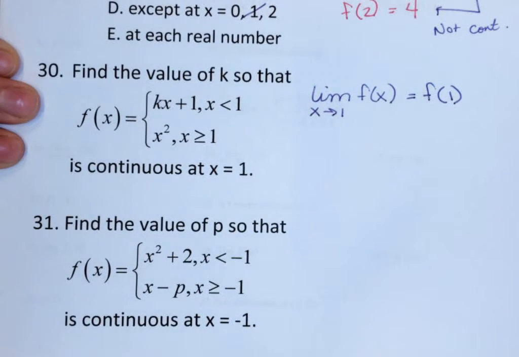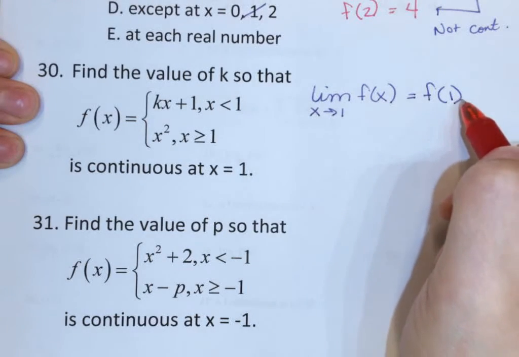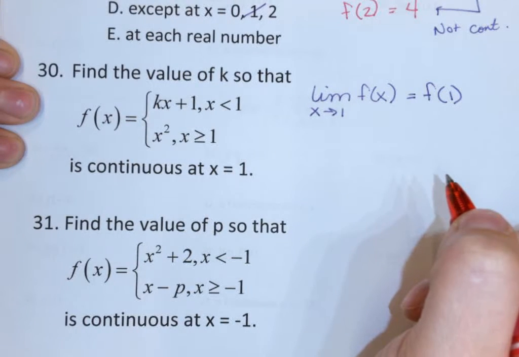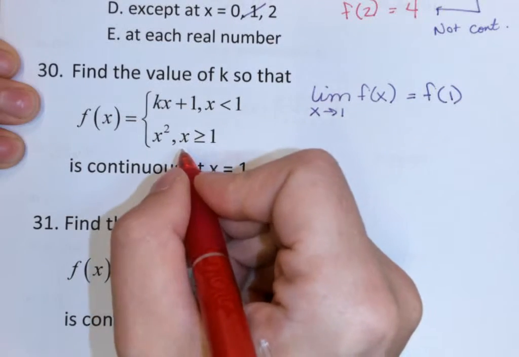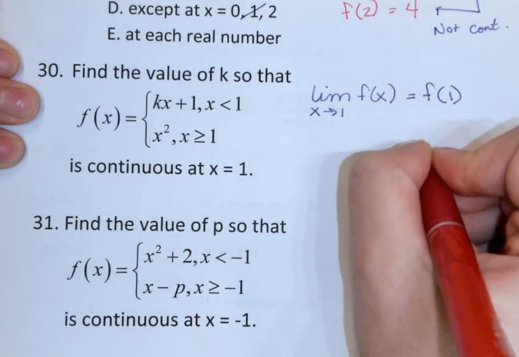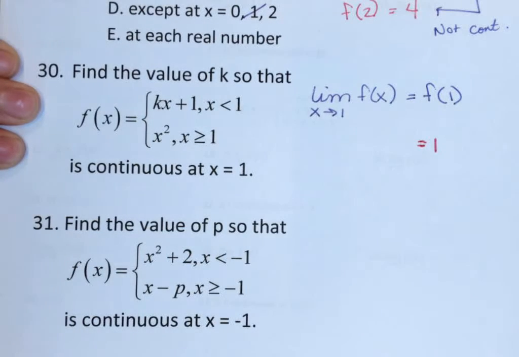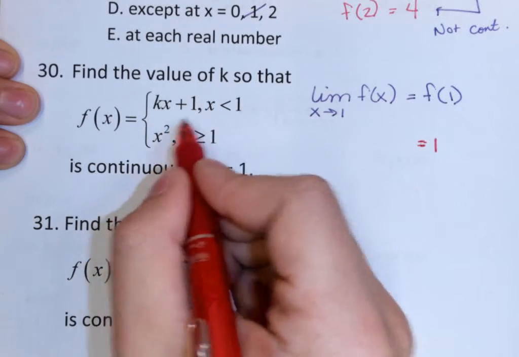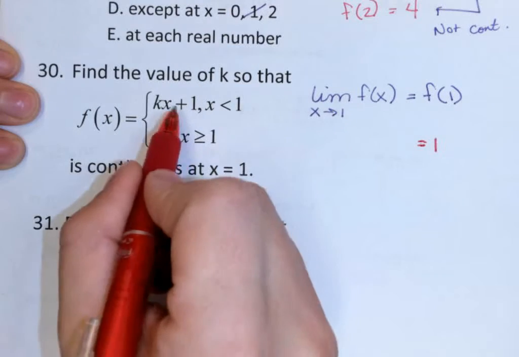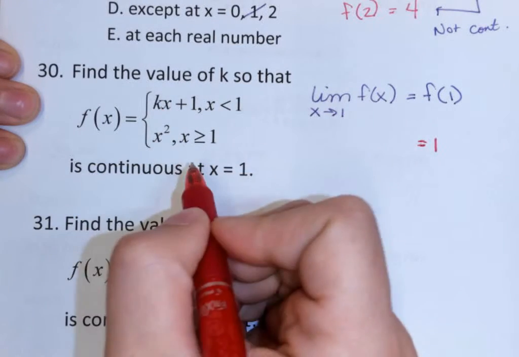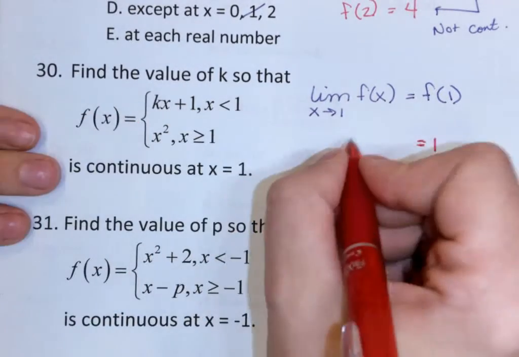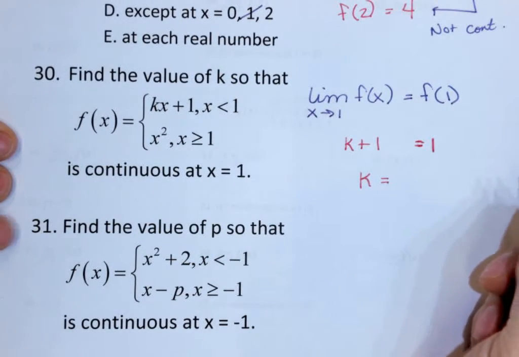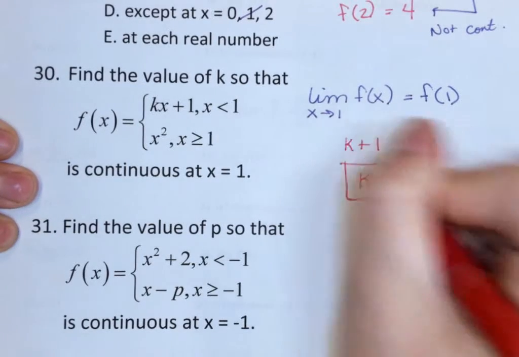So let's see what we get when I do this stuff together. F at 1, because that's the easy one here. That is dealing with the second equation. So when I plug 1 in, what do I get? 1. And the limit has to mean that the other equation, as I start approaching 1, needs to be the same thing. So if I substitute 1 in here, what am I going to have? k plus 1. So what is k going to be? 0. Good job.